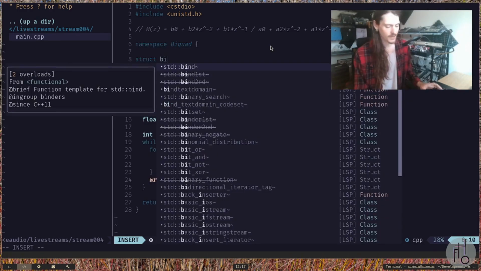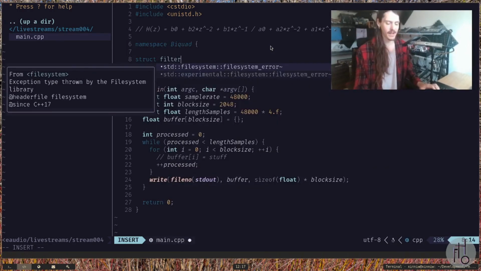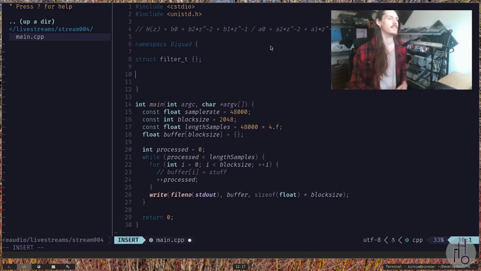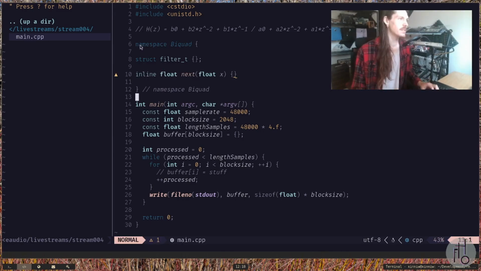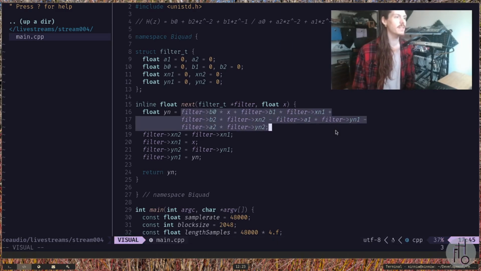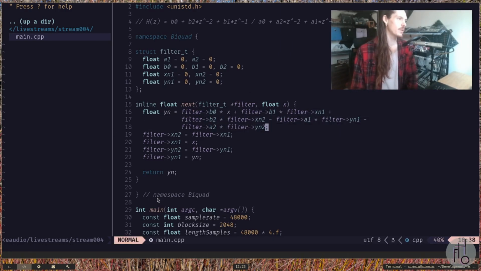I'm going to try separating state from functionality, just as an exercise to see if I can get my brain to work that way. So here's a namespace for doing biquad filters. Okay, so that's a filter in direct form 1. We take the straightforward difference equation and we write it out.